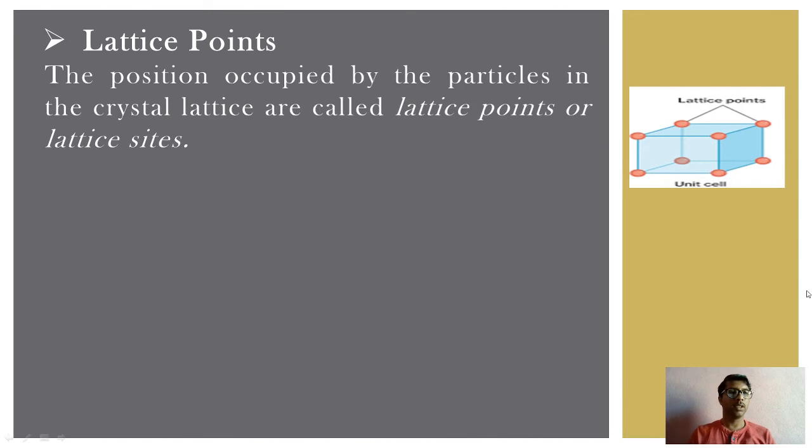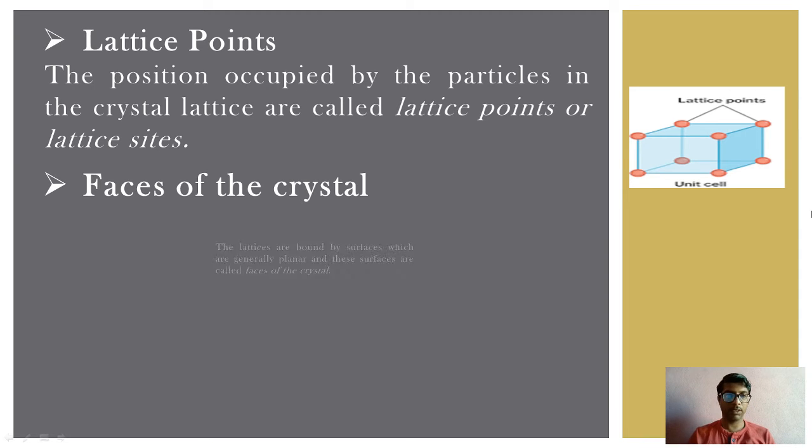Lattice points. The positions occupied by the particles in the crystal lattice are called as a lattice point, also termed as lattice sites. So in this figure, these red circles are also called as ions, molecules. These occupy the position in this particular lattice. The position is the corner. So this is called as a lattice point. This is also a lattice point, this is also a lattice point. So every red circle that occupies the position of this cube is termed as a lattice point.